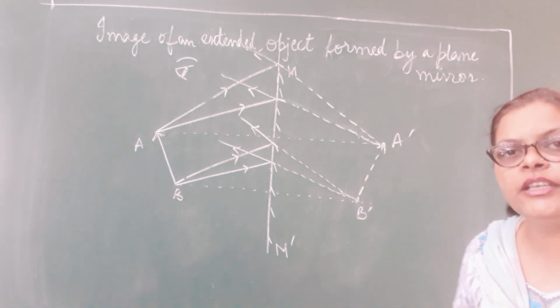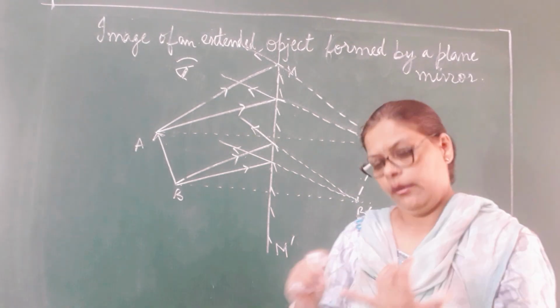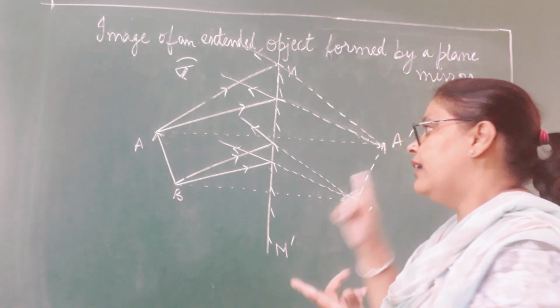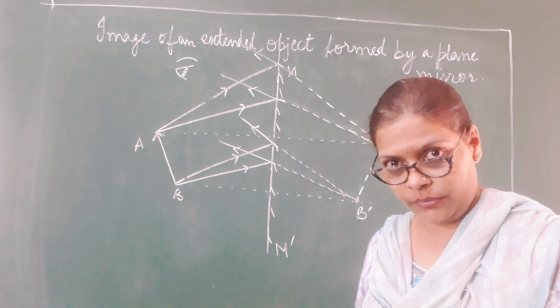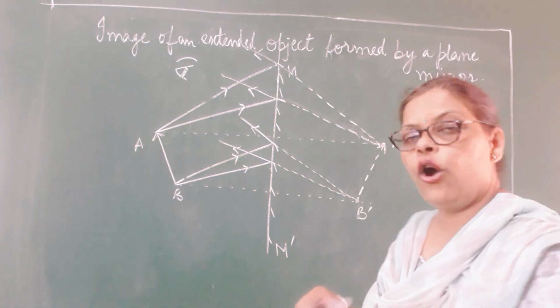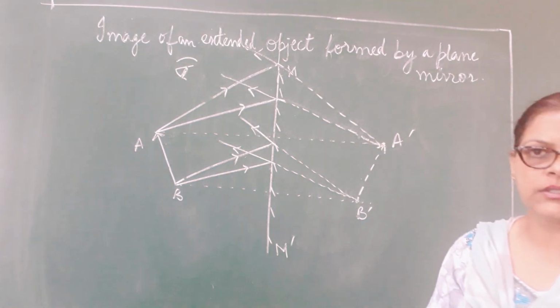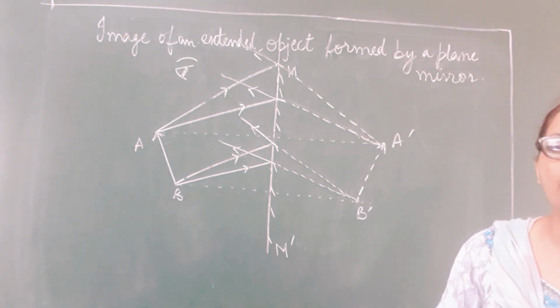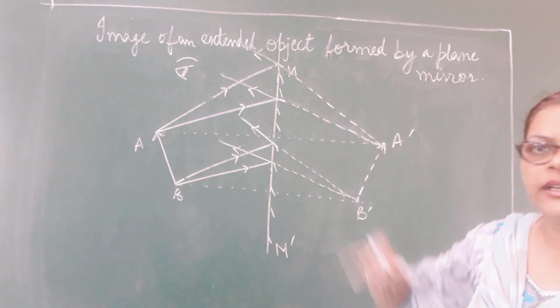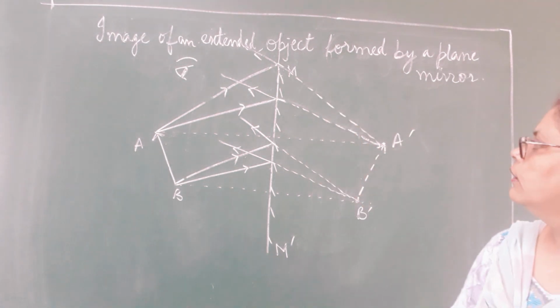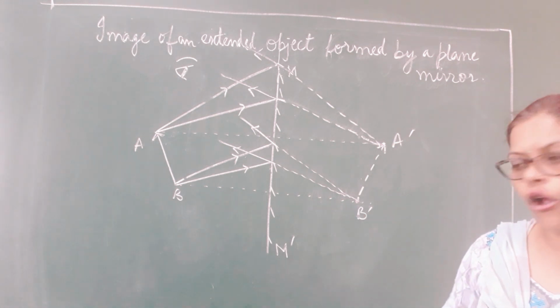And how is the image? The characteristics are the same. Image is virtual, erect, same size, it is laterally inverted, right? And the object distance, you can see the object distance is equal to the image distance. So this is the second diagram of image of an extended object formed by a plane mirror. Right? You can have a look and I hope you have understood how to draw.